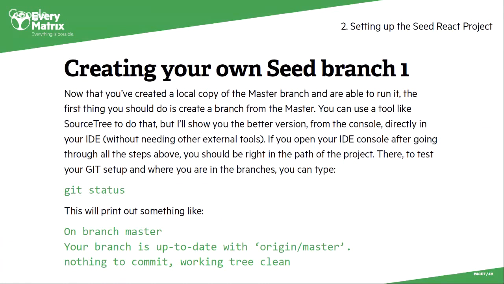Right, here we go. This slide basically details what you can do with the console inside the WebStorm. And the first thing you can do to see that everything is well set up is run git status. And this will print out something like your own master branch. Your branch is up to date, and there's nothing to commit, working tree clean.